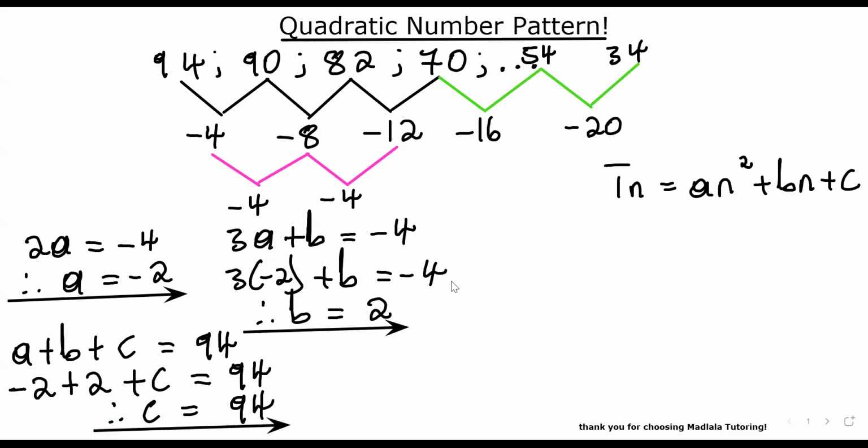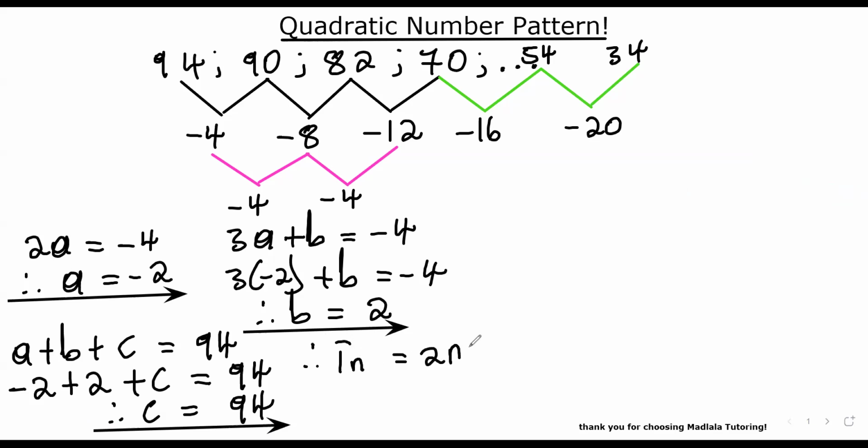So if c is 94, then our general term is just going to be 2n squared plus 2n plus 94. In fact, it's negative 2n squared. Sorry about that. So this is our general term.